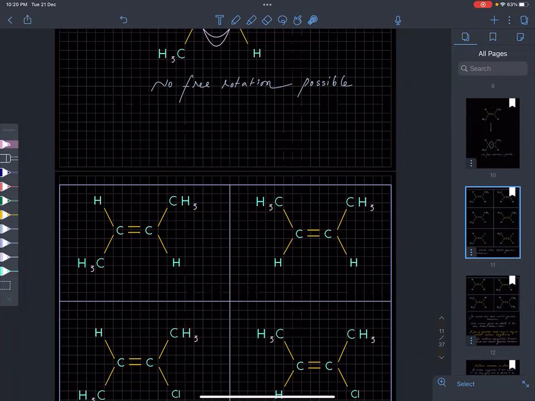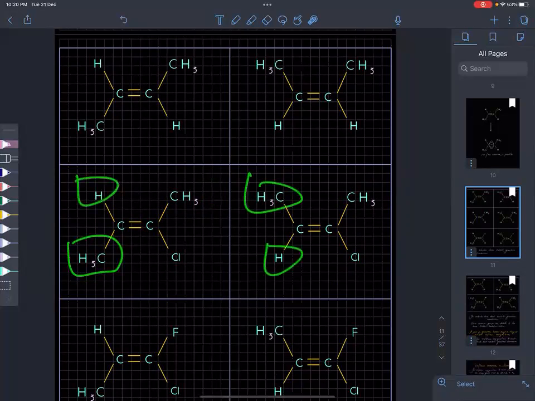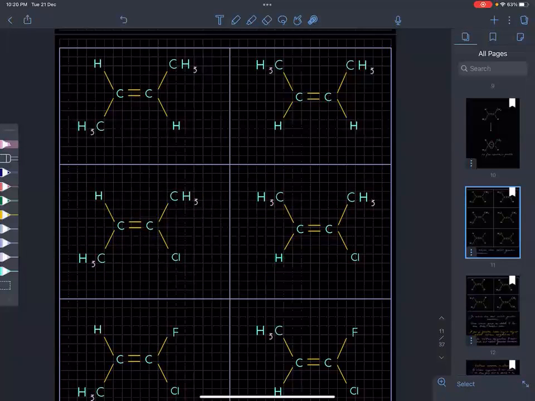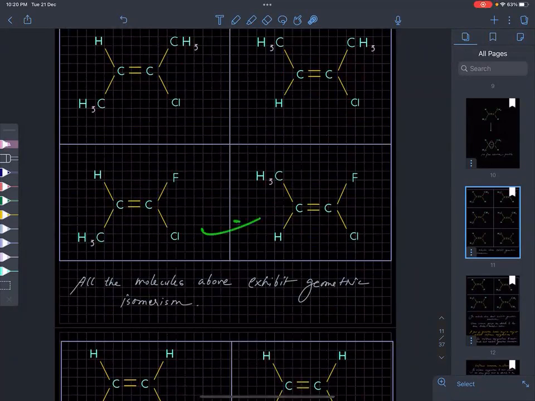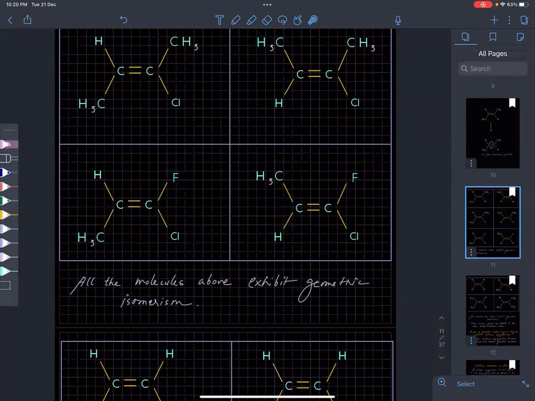What about these two? They are also geometrical isomers only. Chlorine, chlorine, CH3. This is the same, but on this side we have the same groups attached on the opposite sides. So these two are also geometrical isomers of each other. What about these two? They are geometrical isomers because this is the same and this is just opposite. Clear?